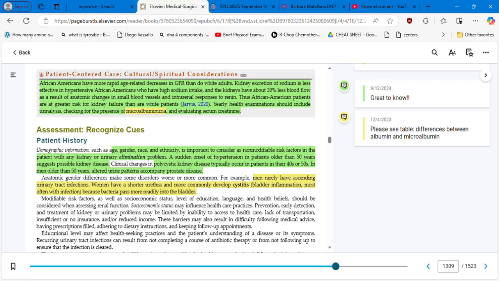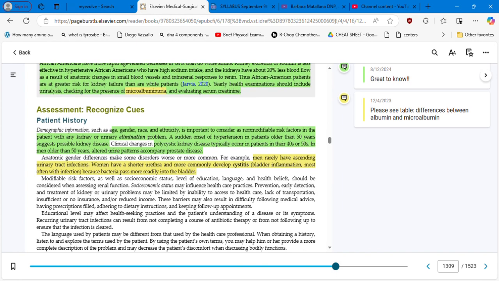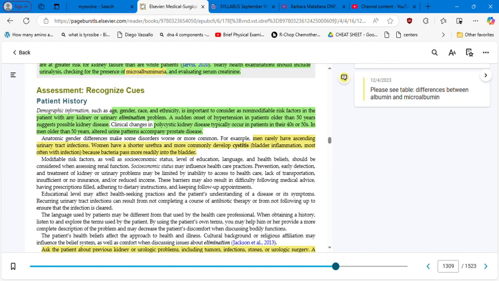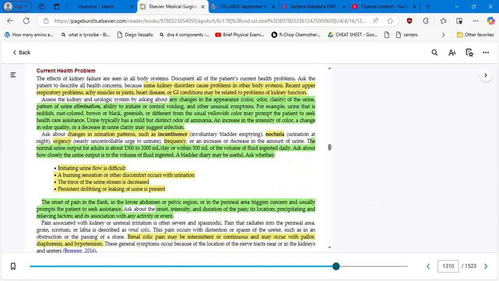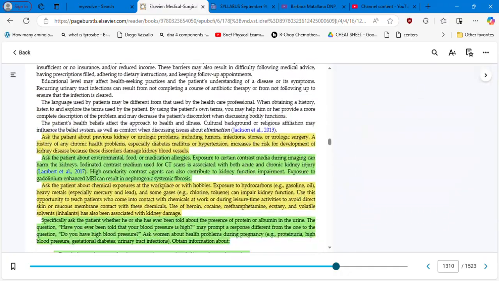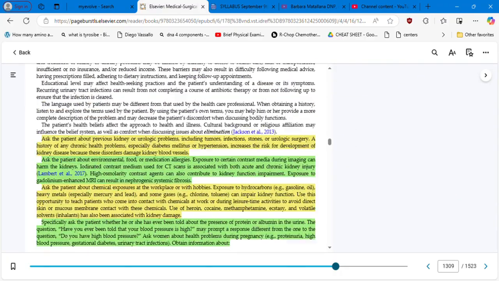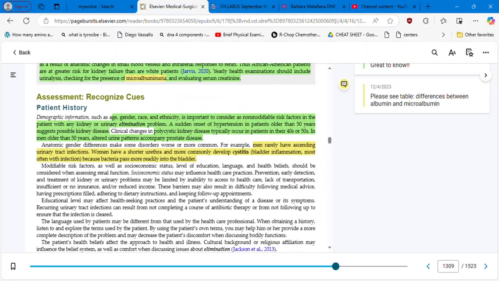We also need to double check the difference between albumin and microalbumin. Okay, there is a table here, the difference between albumin and microalbumin, and the table is coming.